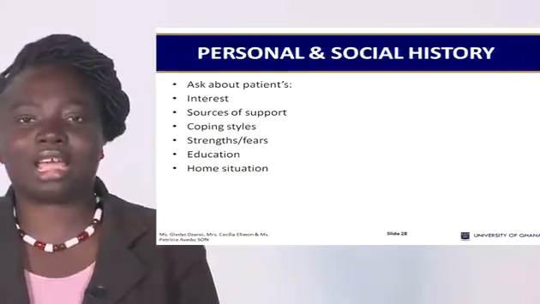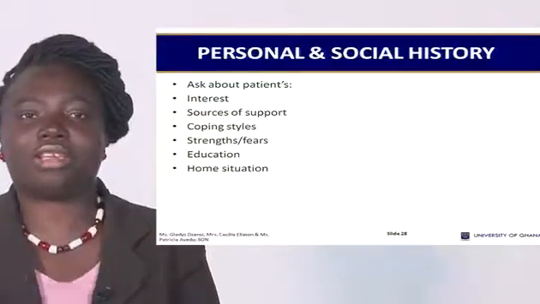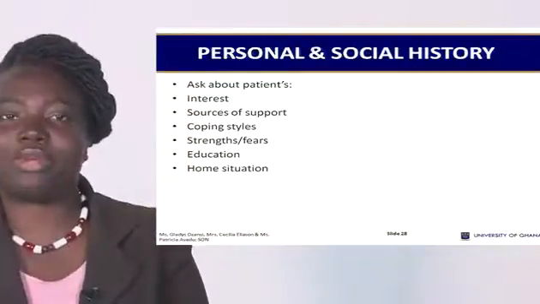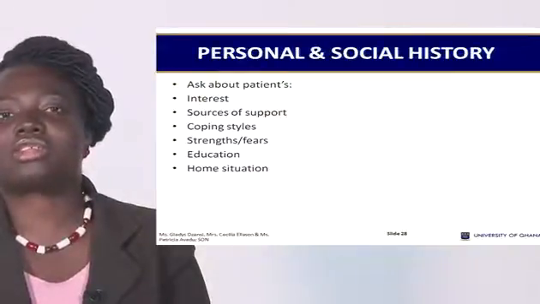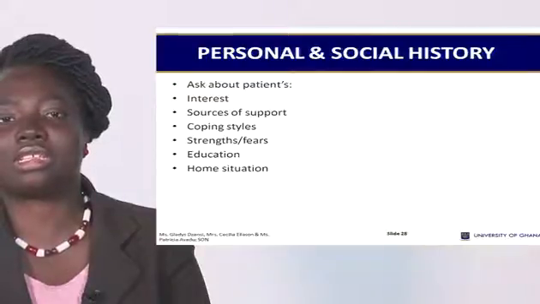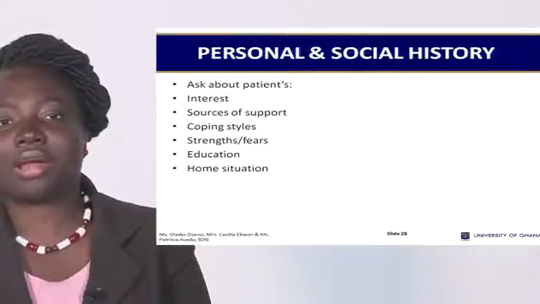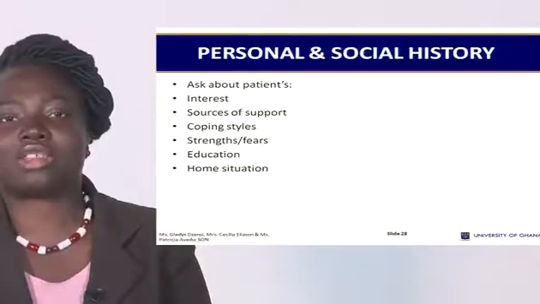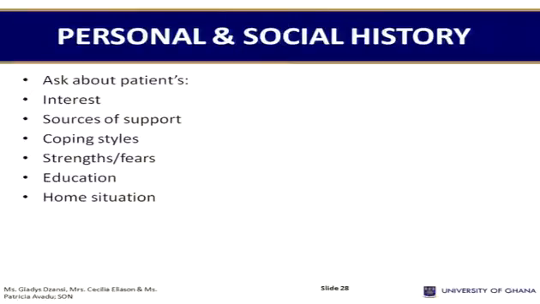Then let's look at the personal and social history. Here you are interested in information about the patient's interests, sources of support, coping styles, strengths and fears of the patient, educational background, and then the situation at home. How is the home situation? Are they living in a compound house, a shared compound, or are they living in their personal environment? It is very important to take note, because the home situation can have an influence on the patient's health status.